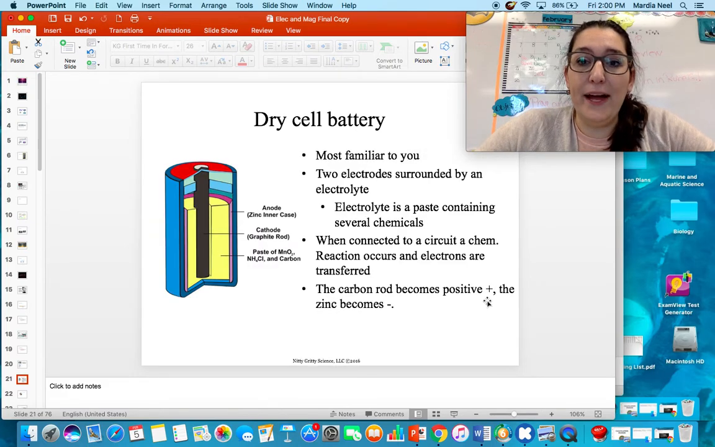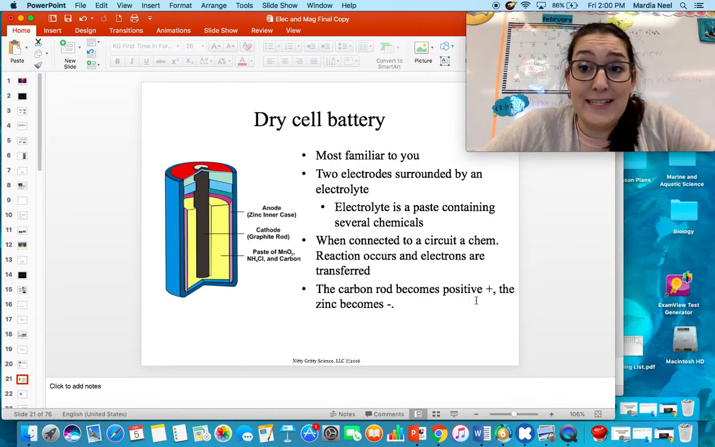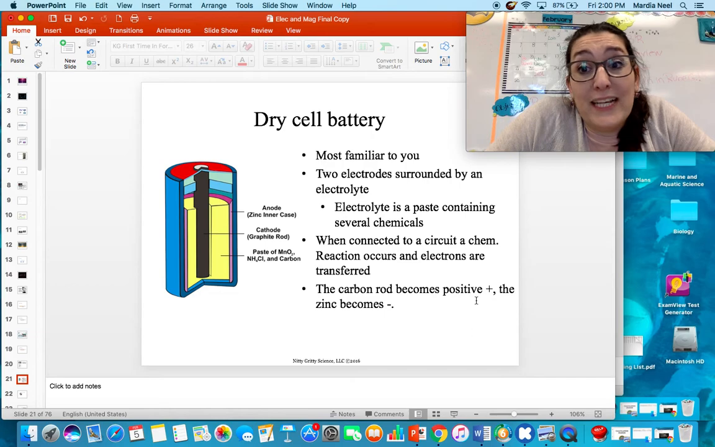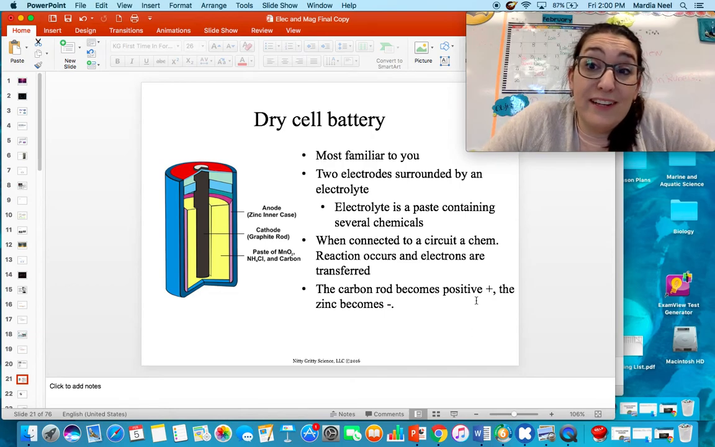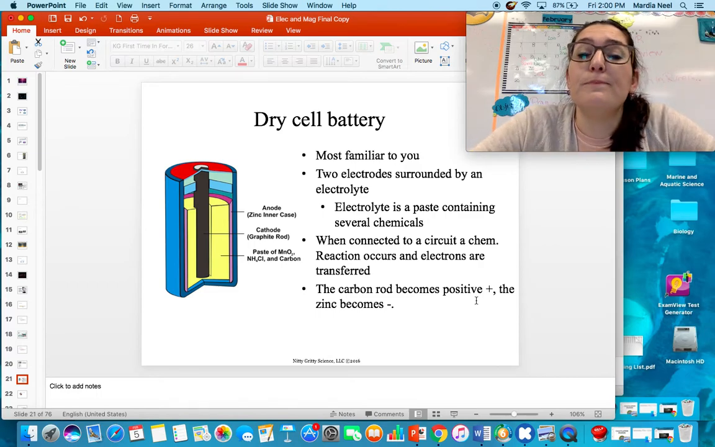A dry cell battery is the battery that's most familiar to you. A dry cell battery is a AA, a AAA, a D, a C. It's what you put in your toys when you were a kid. It's what you put in the remote for your TV now, unless it's an Apple remote. It's what you put in the traditional television remote.